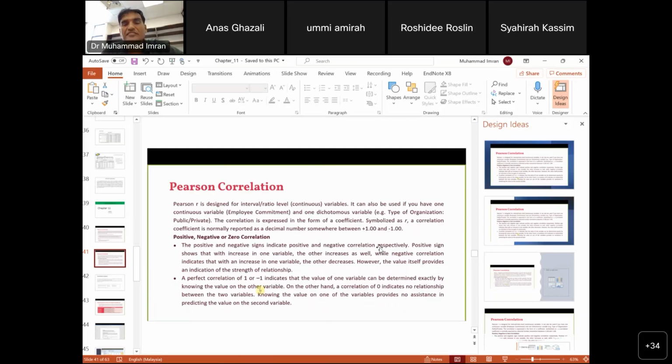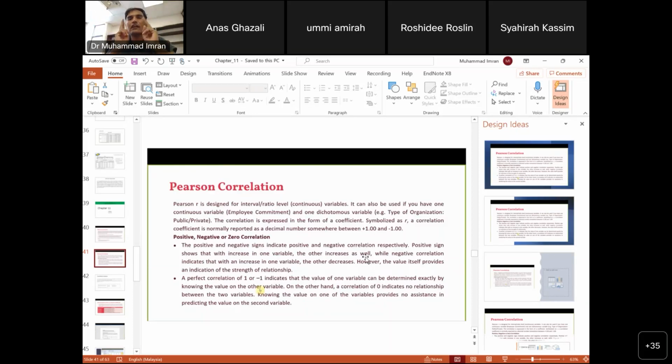See, positive, negative, and zero correlations. What is the meaning? The positive and negative signs indicate positive and negative correlation respectively. Let's discuss the positive one. A positive sign shows that with an increase in one variable, the other increases as well. We have two variables, variable A and variable B. If the relation between two variables is positive, it means if this variable increases, the other will also increase. This is a positive sign.